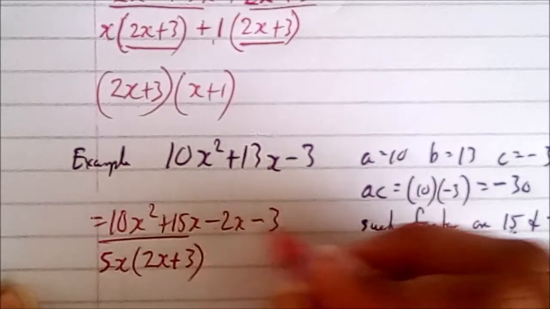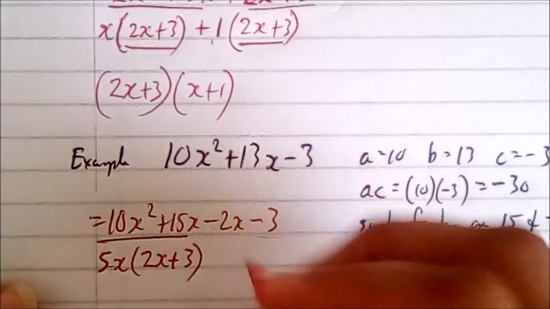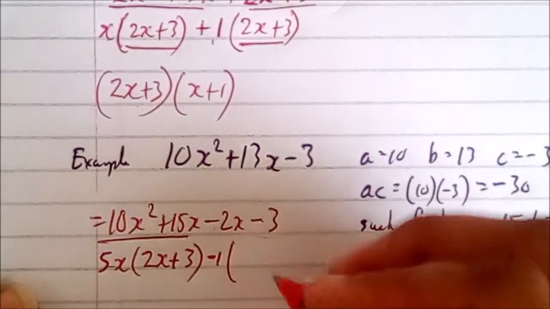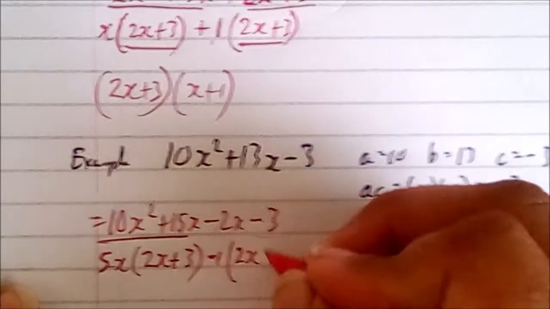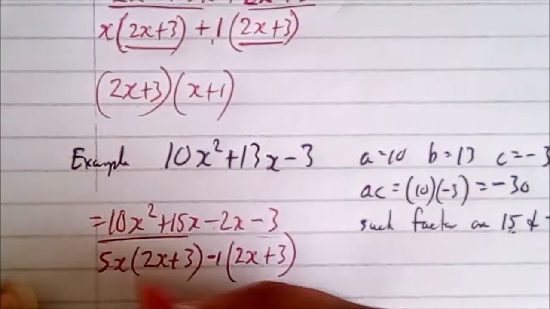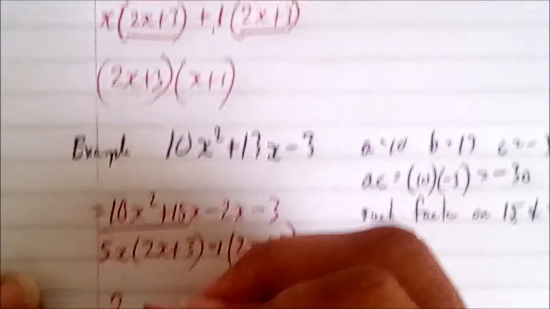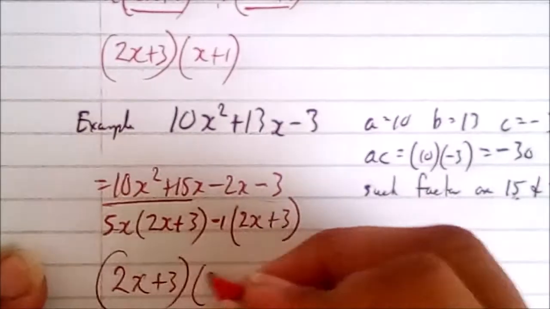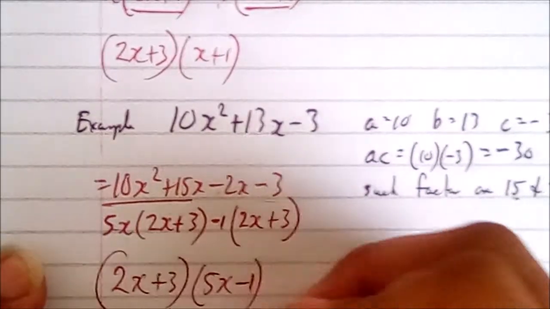These two terms have something in common. What's that? Negative 1. Excellent. So we put that. Negative 2x divided by negative 1 gives 2x, and negative 3 divided by negative 1 gives positive 3. So now we bring down 2x plus 3 and 5x minus 1.